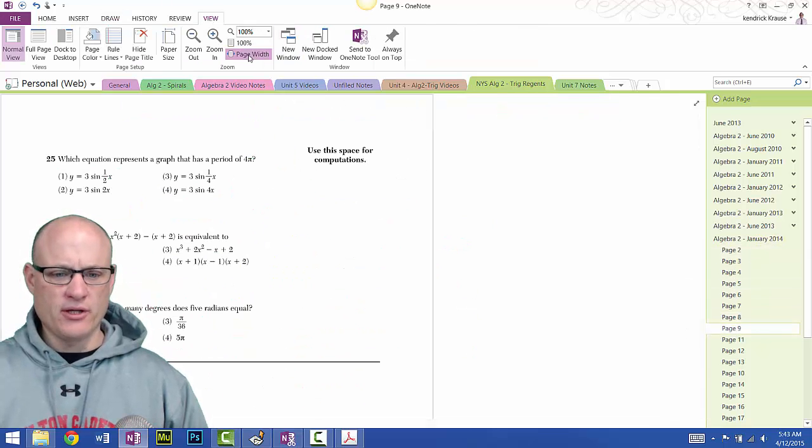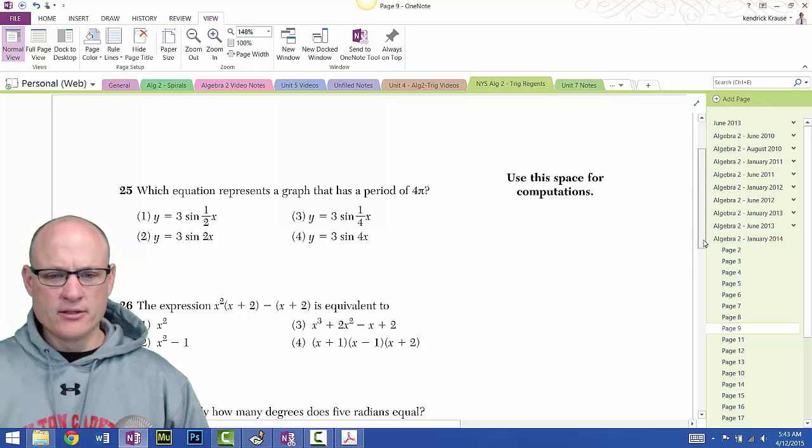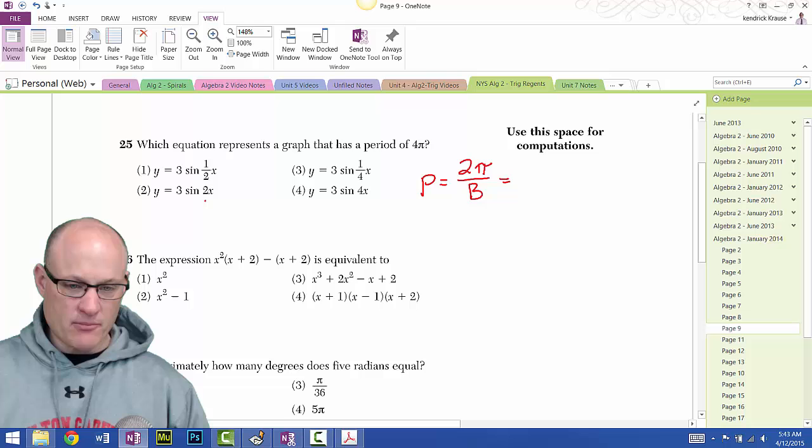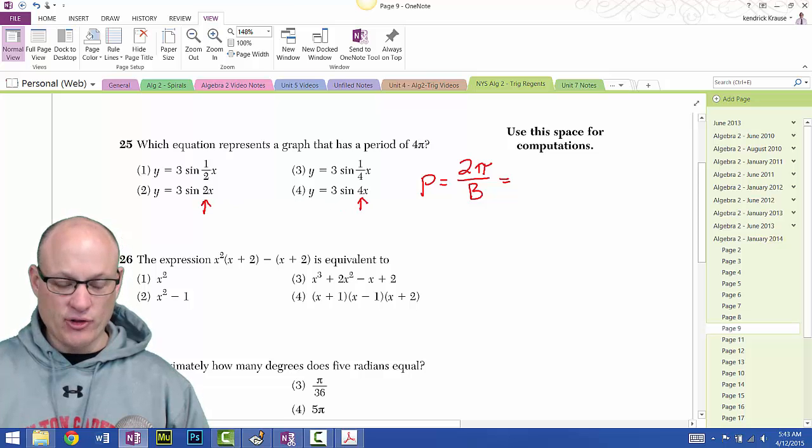View, page width. All right. If you remember correctly, period is equal to 2 pi over b. So we're dividing by b. And if you also remember correctly, the number in front of the x is the b. Well, if I divide by 2, that would give me pi. Not right. If I divide by 4, that gives me pi over 2. Put a 4 in there. If I put a 2 pi over 4, that certainly isn't going to give me 4, so that's not it.